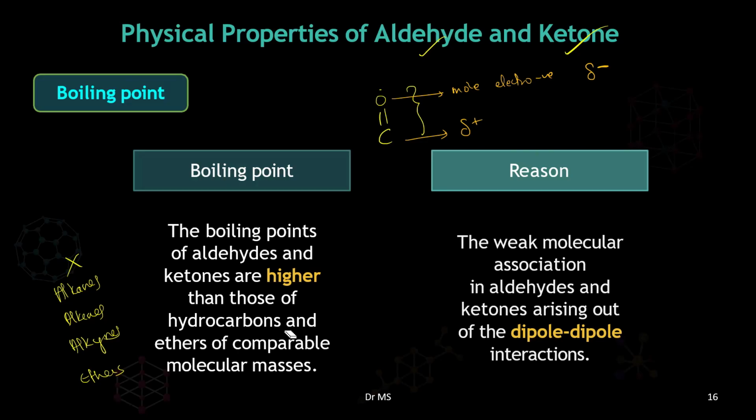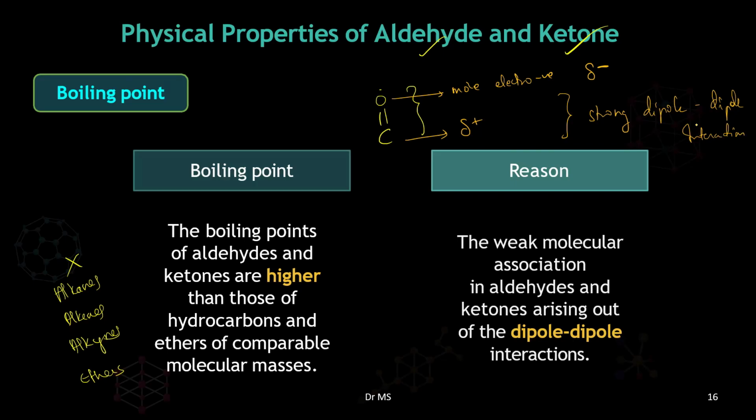Suppose you take two ketones; this ketone and this ketone can be attracted to each other because of these dipole-dipole forces. Whereas in the hydrocarbons and esters, you will not see them. In ethers, you may see them, but that's a very weak dipole-dipole interaction. Whereas in aldehydes and ketones, you will see strong dipole-dipole interaction. Understood?